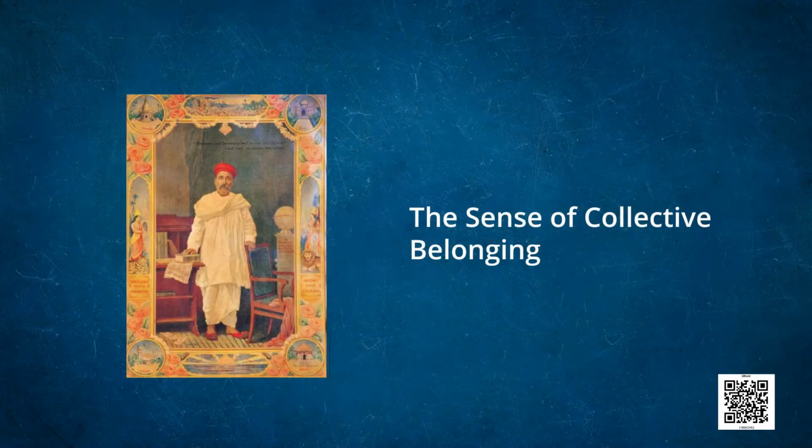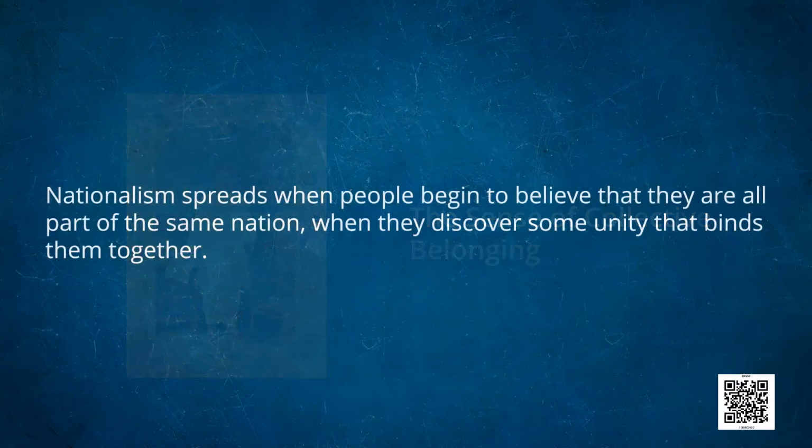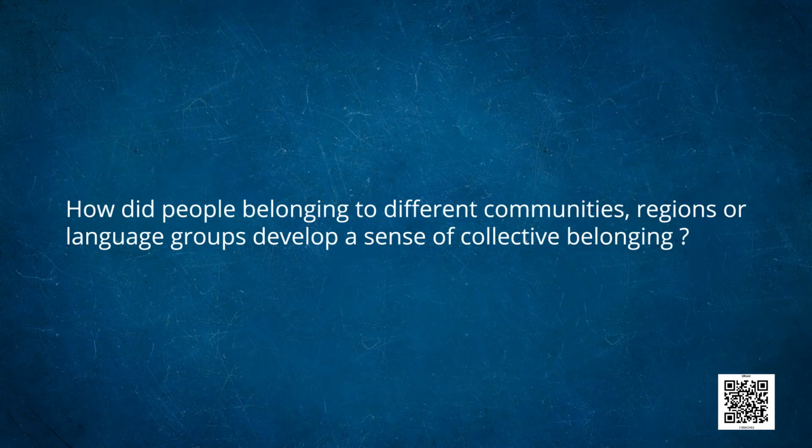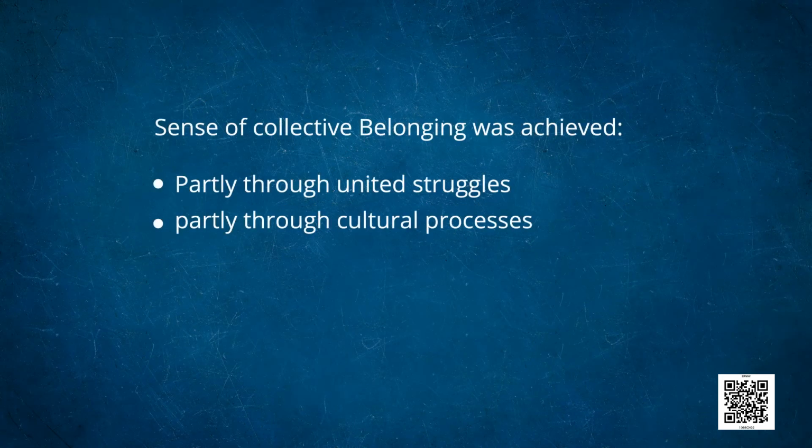Now let's move further and talk about the sense of collective belonging. Nationalism spreads when people begin to believe that they are part of the same nation, when they discover some unity that binds them together. Now the question is, how did the people belonging to different communities, regions or language groups develop a sense of collective belonging? So children, this was achieved partly through the united struggles and partly through cultural processes.